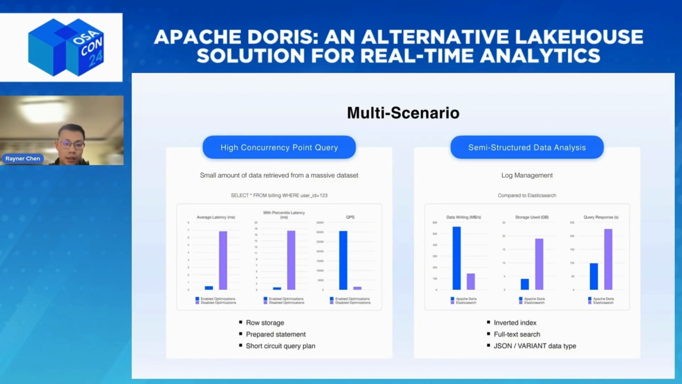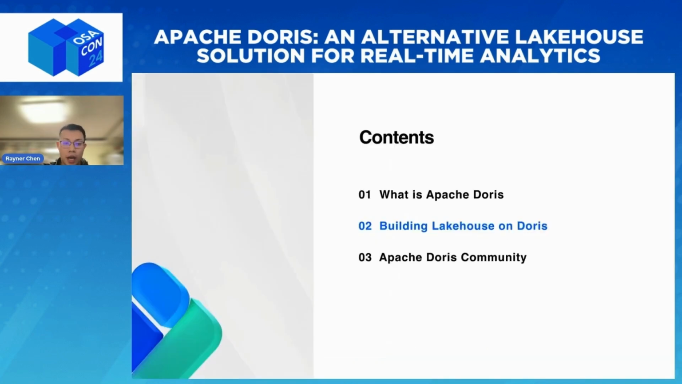And semi-structured data analysis is another area where Doris is good at, such as in log management. Doris supports inverted index, the full text index, and flexible semi-structured data types like JSON and the variant. And many companies use Doris to handle terabytes of log data per day. So compared to Elasticsearch, Doris offers significant advantages in terms of the write performance, the query performance, and the storage cost.